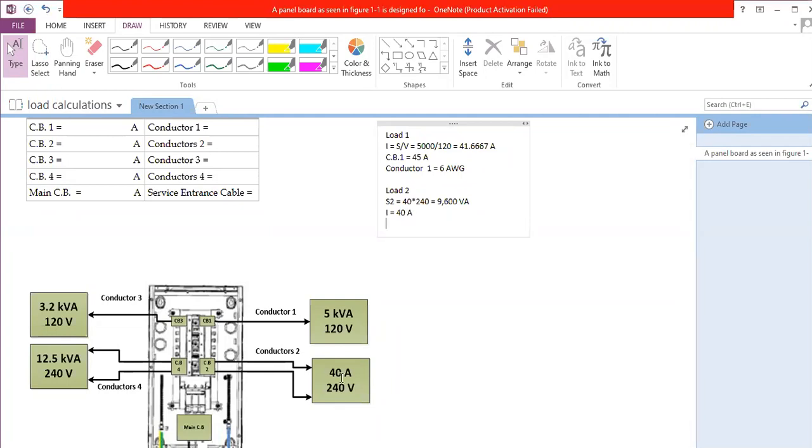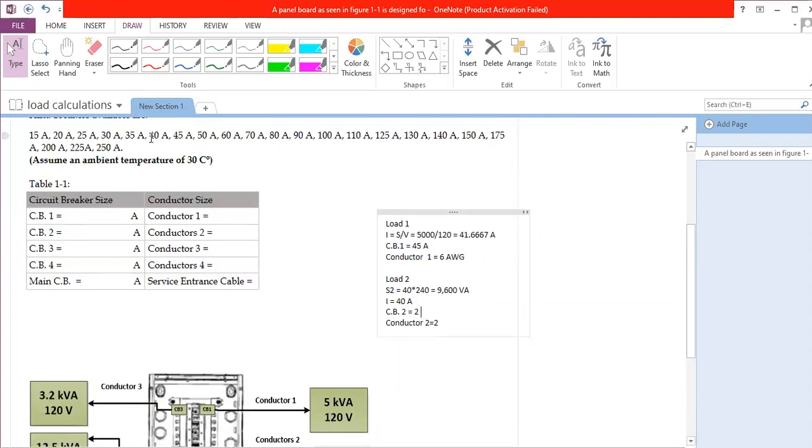So what will be the conductor size? Conductor number 2 will be equal to... Now, first of all, I have to go to the circuit breaker. So circuit breaker 2 equals, I will choose it from here. I have 40.